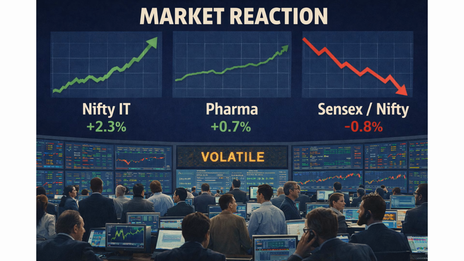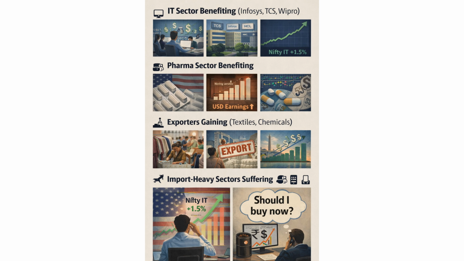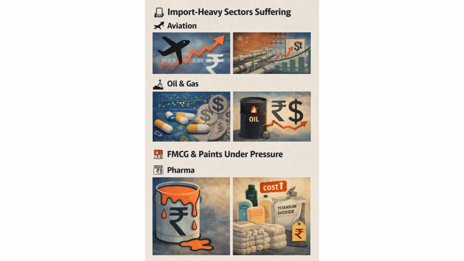FMCG and paints can also feel the strain. Many raw materials, such as crude-linked packaging inputs or titanium dioxide, are imported. Higher input costs either compress margins or force price hikes, which can hurt demand. In a consumption-sensitive economy, this trade-off is never trivial.